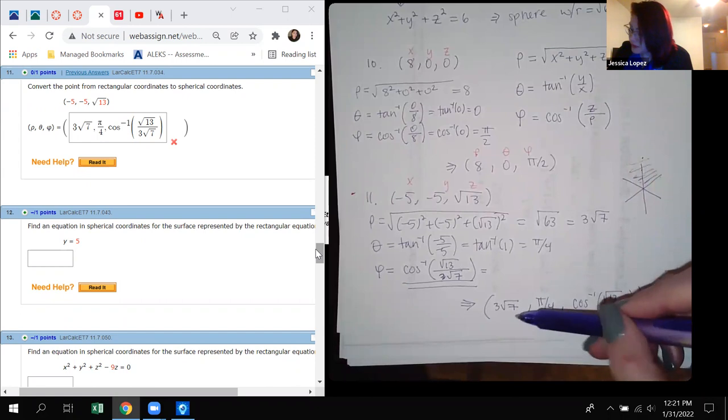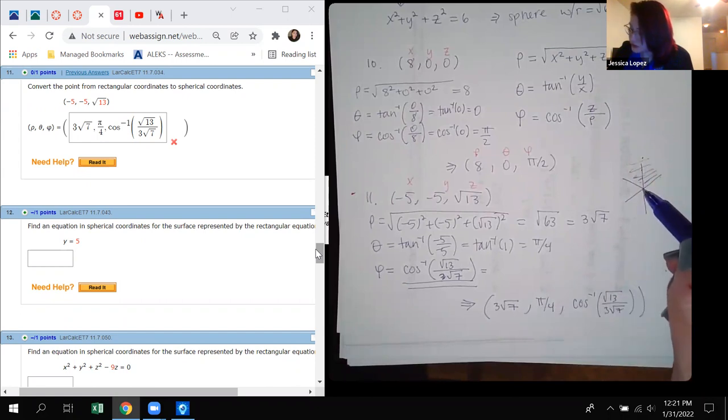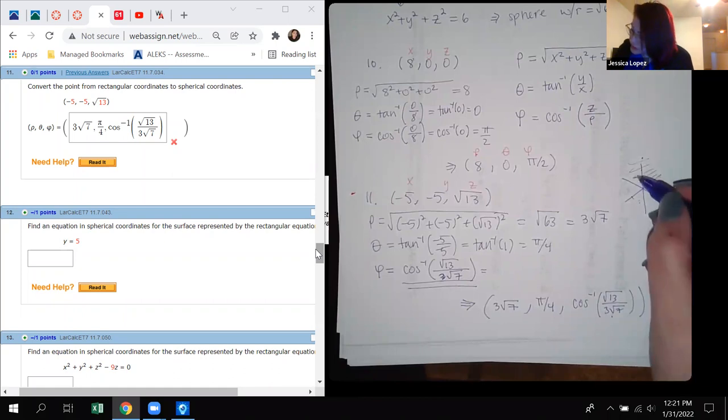But when I follow this, if I go out 3 square root of 7 units, and then I rotate in this direction, pi over 4 is only going to get me about here. And then if I move according to this angle, whatever that angle is, it's going to put me still in this first quadrant. So somehow I've got to keep going all the way over there. And so if you notice, it's a straight line as far as the angle is concerned.